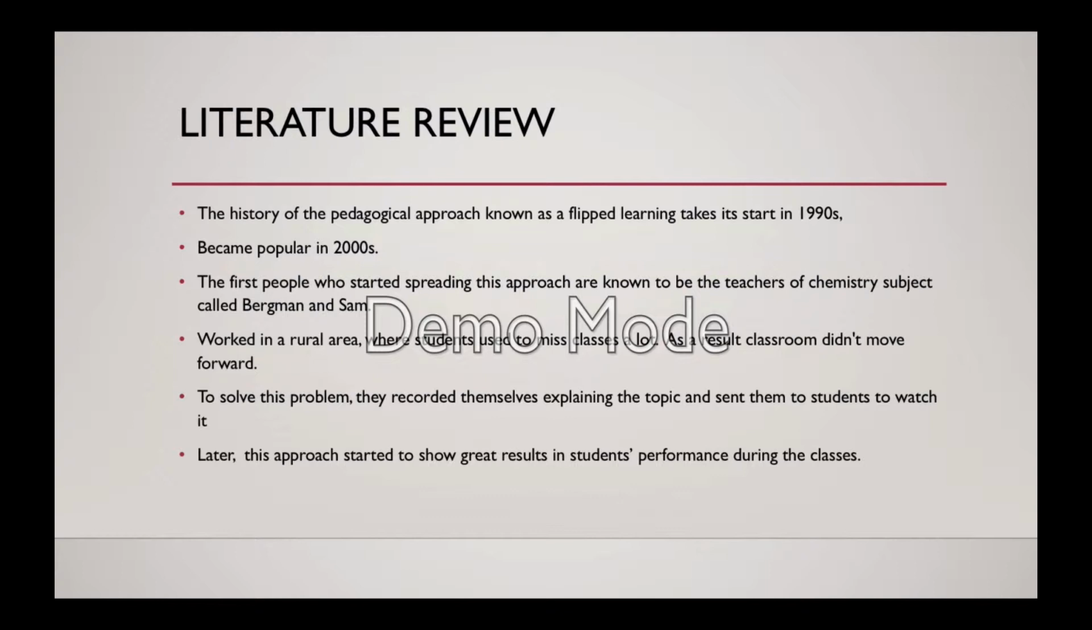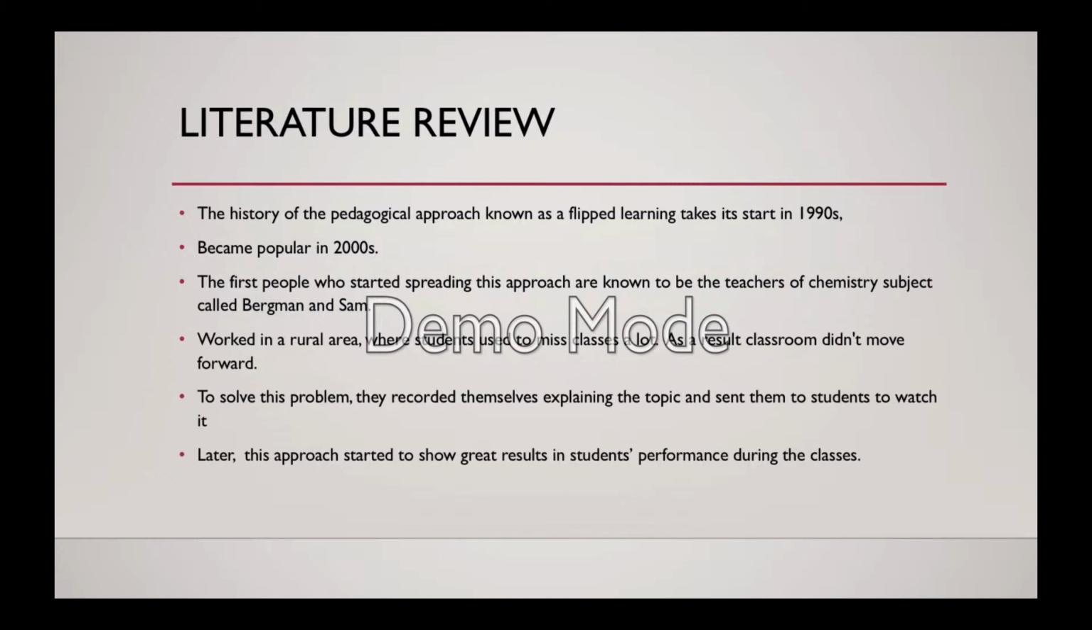They were just the usual teachers of chemistry who were teaching in a rural area. As we know, in rural areas, students usually miss classes a lot. So because of this, the class wasn't able to move on. There was always someone who was lacking in knowledge. So Bergman and Sam decided to solve this problem through recording themselves explaining the topic and sending them to the students who were not present at the lesson.